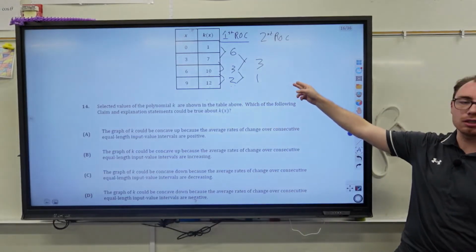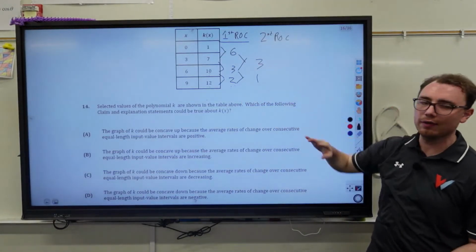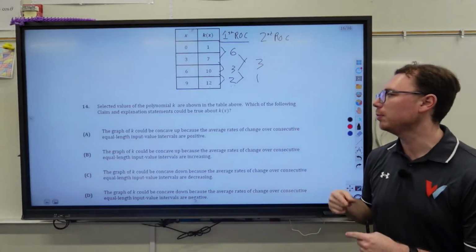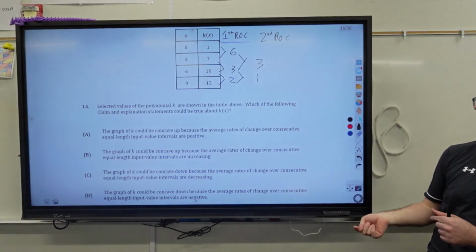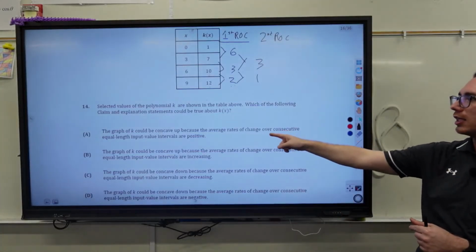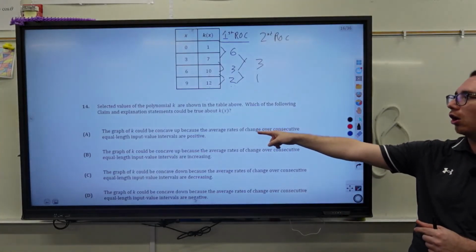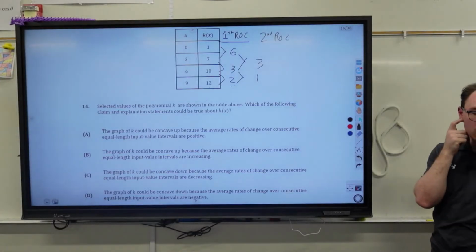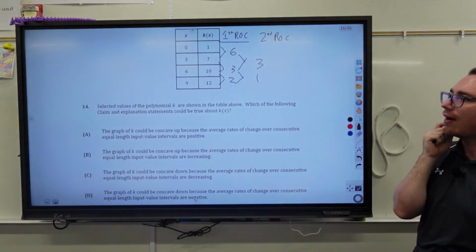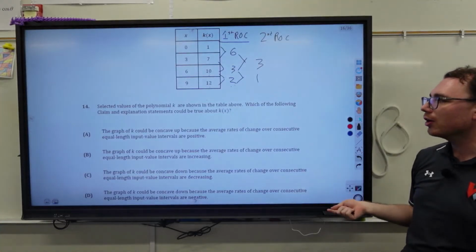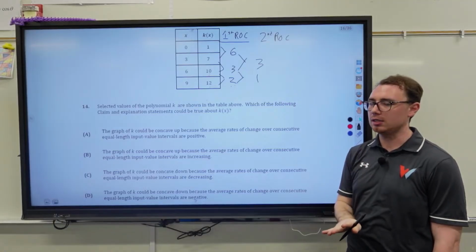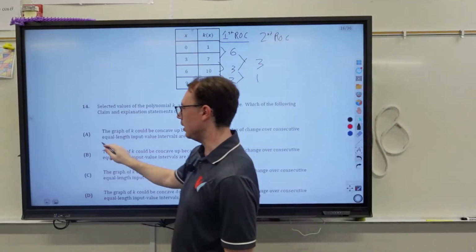Because you can't really take a third rate of change here, there are just 2 of them, we don't have anything to compare. So for this problem, the graph of k could be concave up because the average rate of change over consecutive equal length interval values are positive. Well, it's not necessarily a positive or negative value that determines if concavity is up or not. Rather, it's whether the rate of change is going to be constant. So we know it's not going to be A.